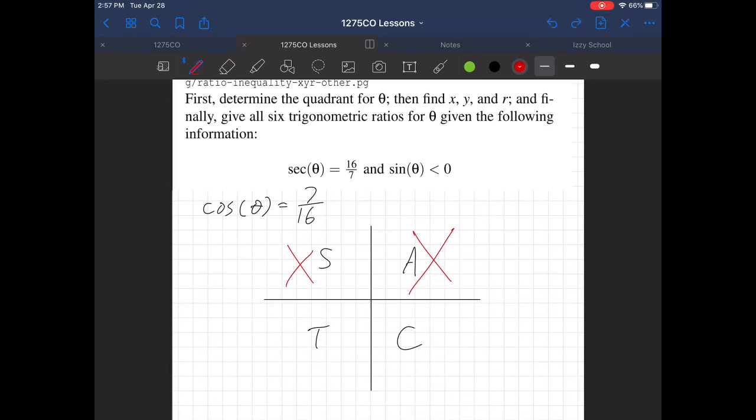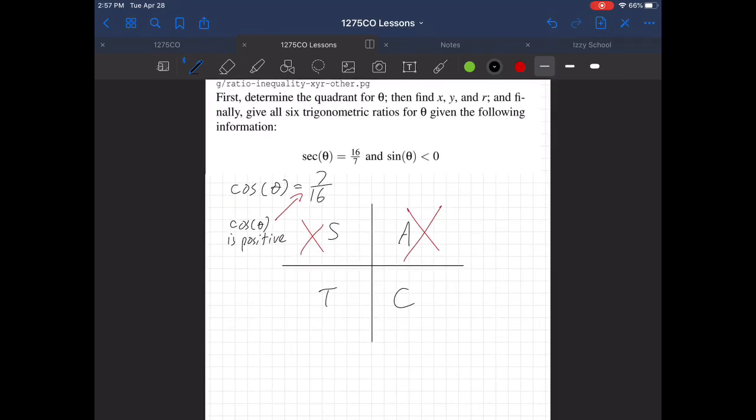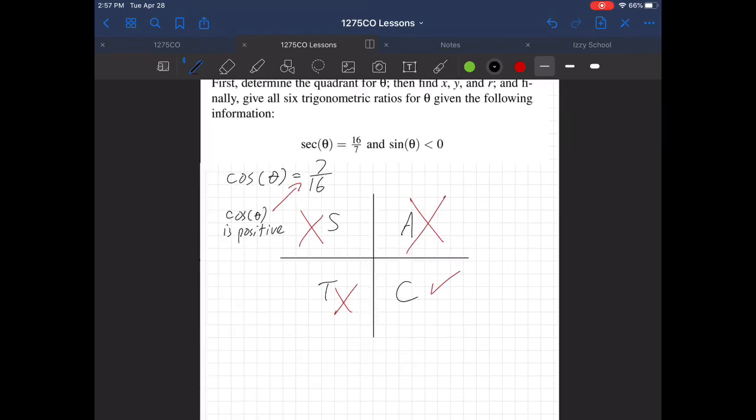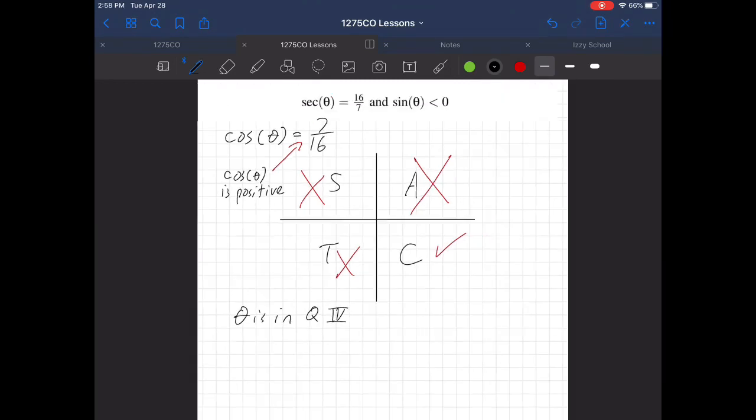Based on the other piece, the cosine function is positive. Not just the fact that it's equal to 7 over 16, but the fact that it is positive tells us that it cannot be in quadrant 3, because in that quadrant the cosine function is negative. So that puts us at a quadrant 4 scenario, right? Theta is in quadrant 4.